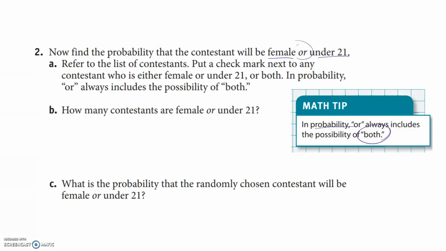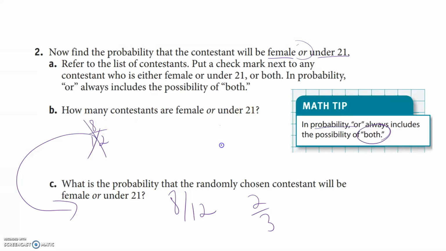So how many contestants are female or under 21? You should have found 8 out of the 12, which we could reduce to 2/3. Of course, I messed up there. That was the 8. Now what I want to do is compare question 1 to question 2.